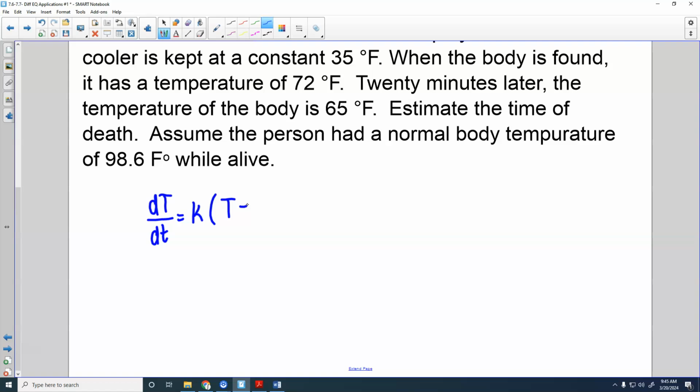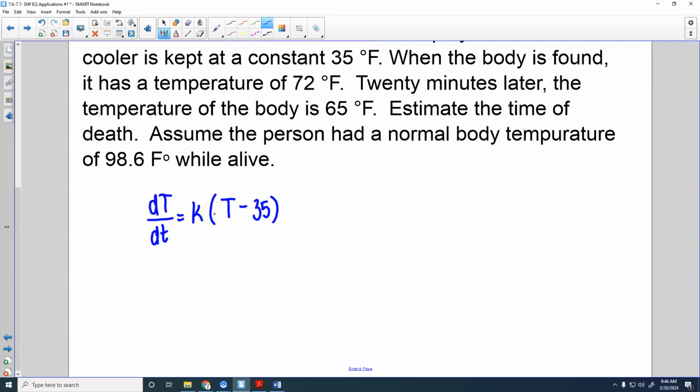And that is our ambient temperature, because it is a constant 35 degrees. If you're doing these types of things, it is much more convenient if the person is found in a temperature-controlled environment. Because if they are outside on a hot day and are there till the cool night, your ambient temperature is also changing, which complicates things a little bit. But if they're in a walk-in freezer at a constant temperature, that makes your life a little bit easier.